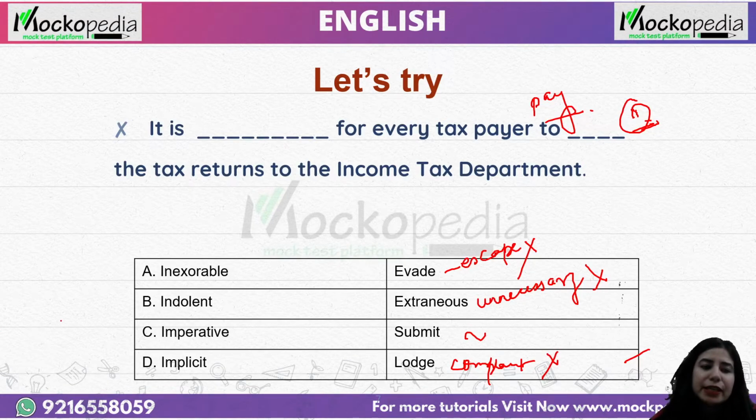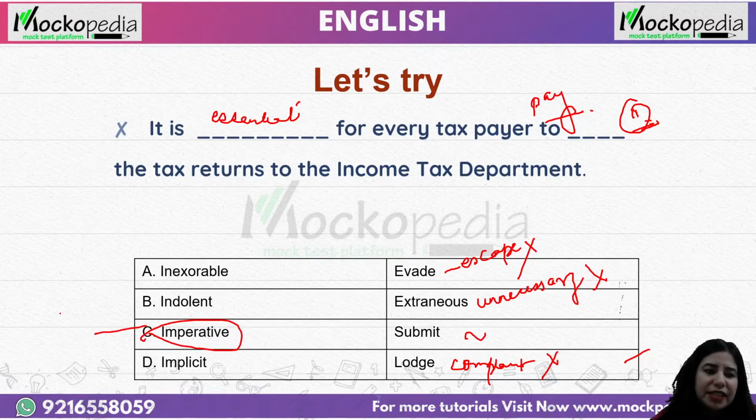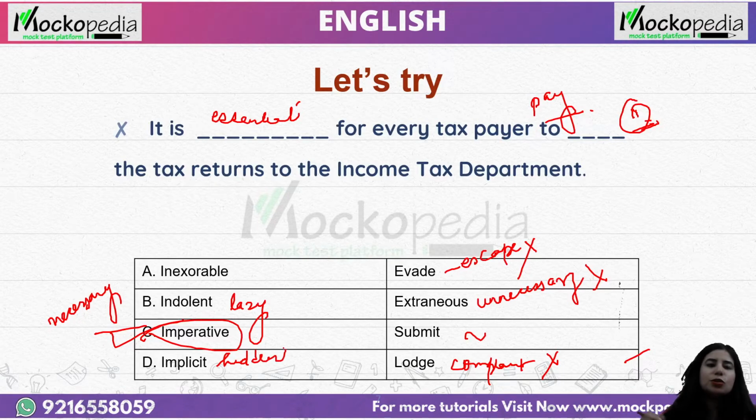Now, though it is very easy that we are able to reach C as the final answer, you can still take a look at the rest of the statement. It is essential, right? You could have easily begun with this part. So imperative is something which is necessary, essential. So we know that the right answer is going to be C. Indolent is lazy, implicit is hidden, right? So I'm sure you are clear with the question.